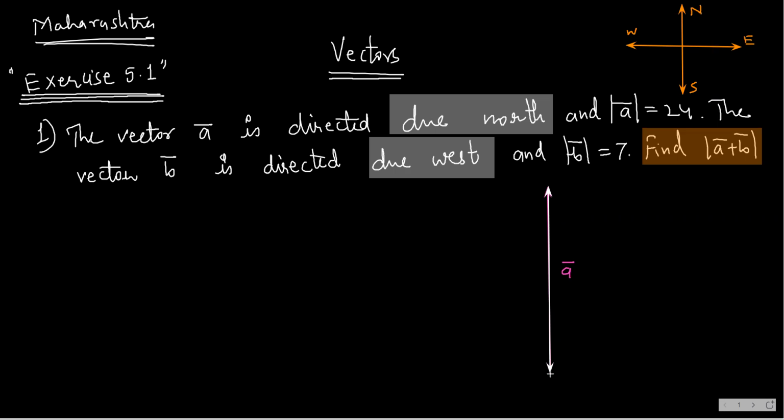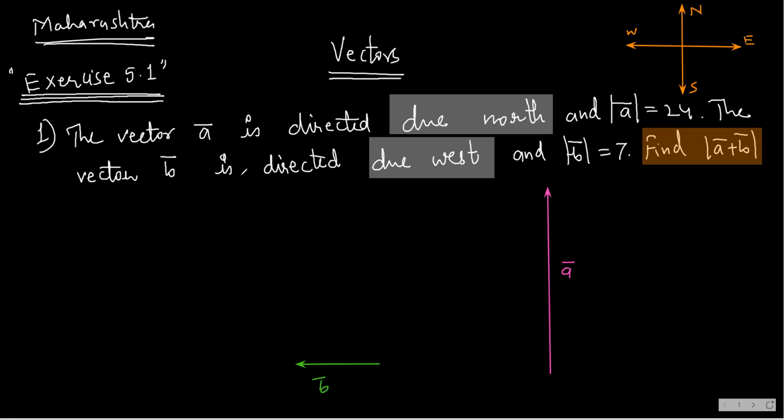You got it? So you have vector A bar due north. Then you have another vector, which is B bar, that is due west, and its magnitude is 7. So here I take 7 units. Definitely vector B bar is smaller than vector A bar, so from here to here, it is 7 units.